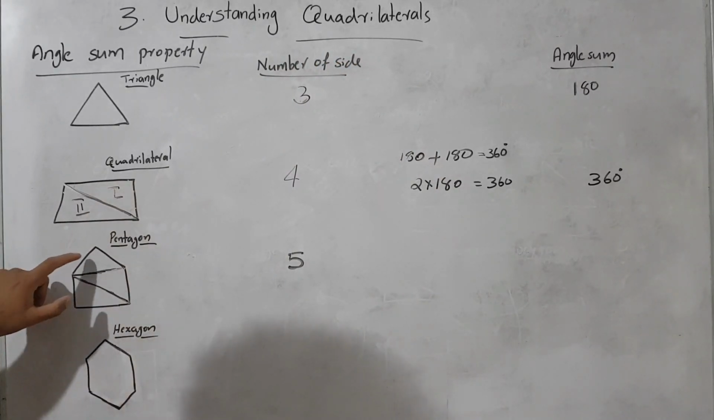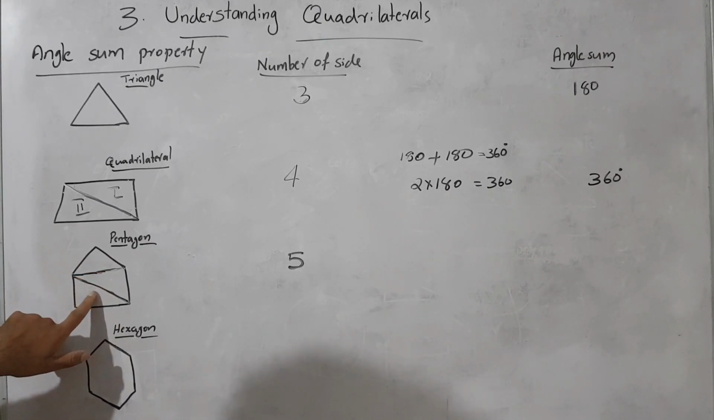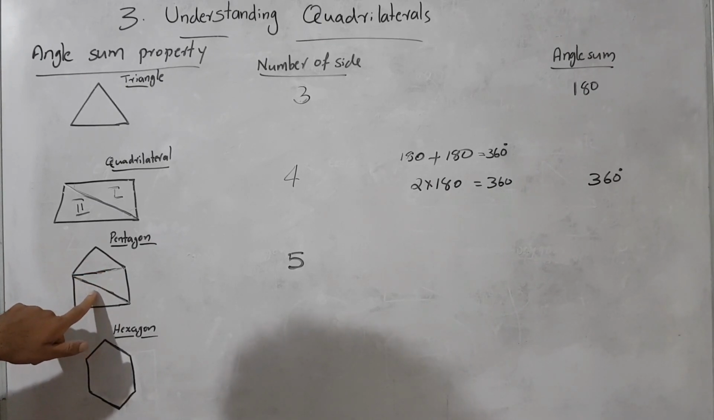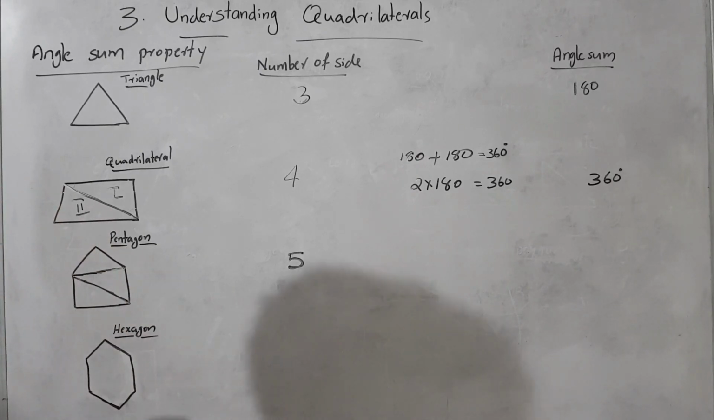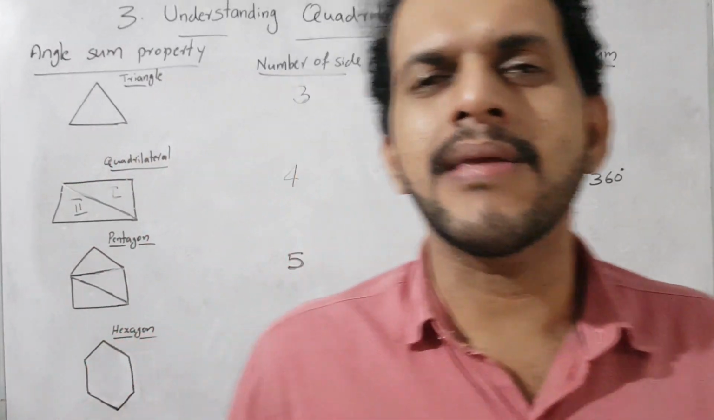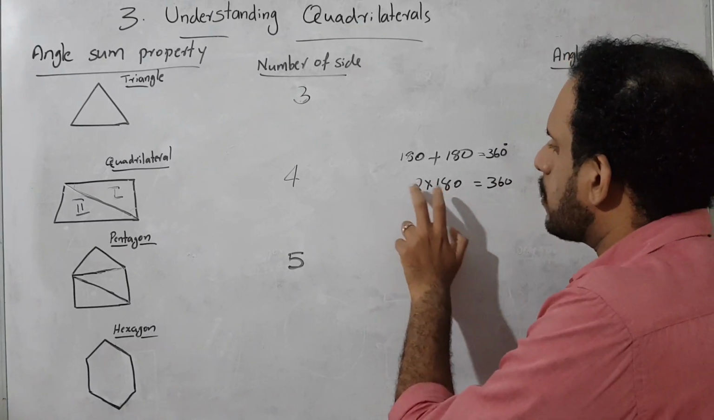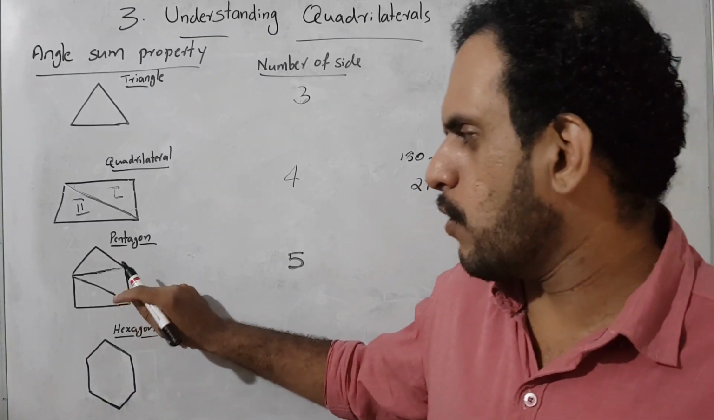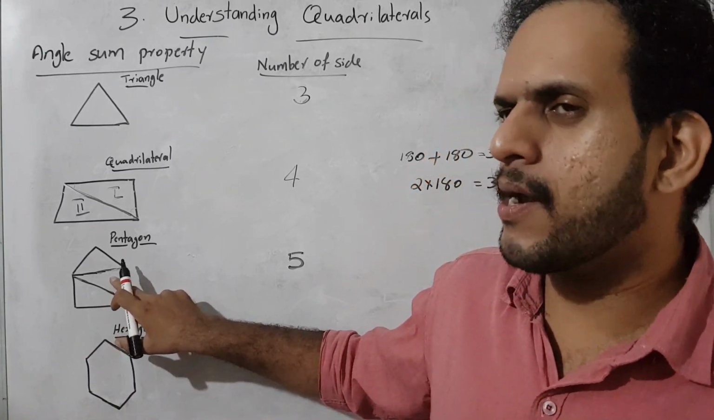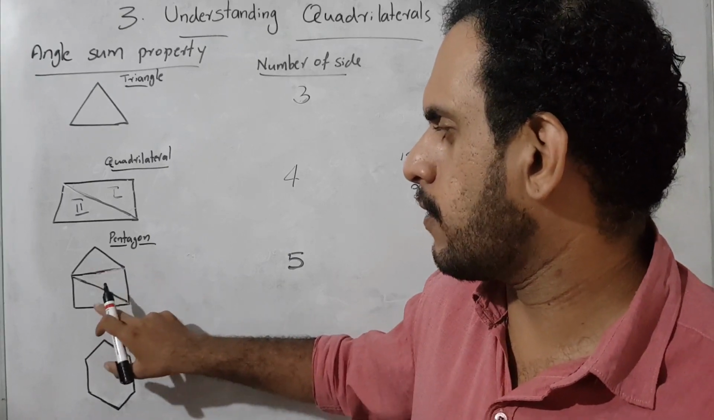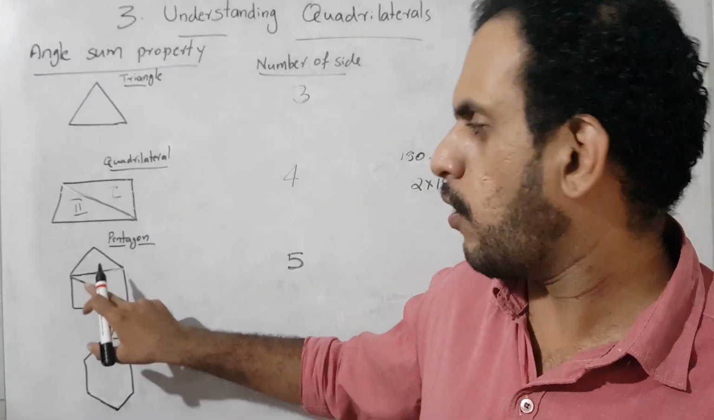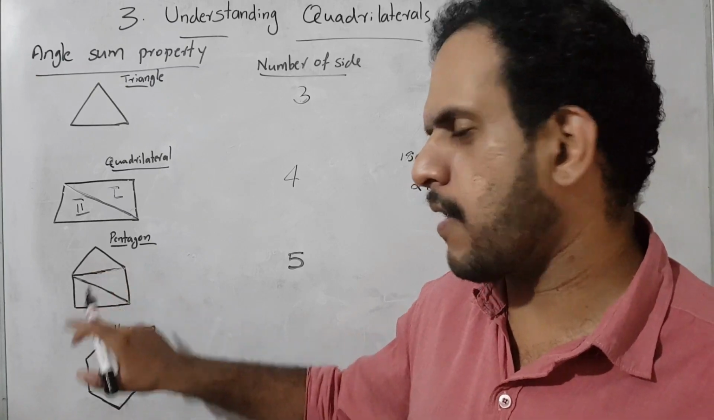That pentagon we divide into 3 triangles. Correct. 3 triangles. So how do we find the angle sum of these triangles? Like this. Here we divide into triangles and we multiply 180 into the number of triangles. We know that the angle sum of this pentagon means the total of the angle sums of these 3 triangles.